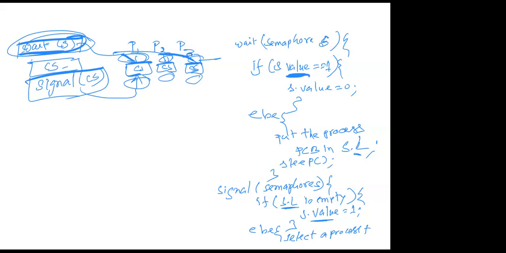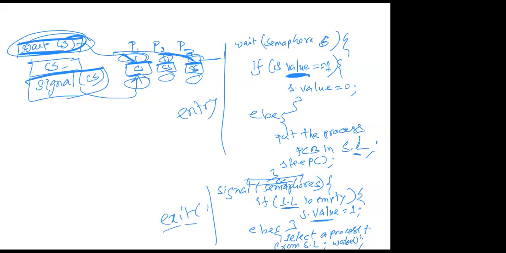Okay, select a process from s.list, and then you make it wake up. This is the code for signal, and this is the code for wait. Between these two you have the critical section. The wait code is the entry level code, and the signal code is the exit level code.